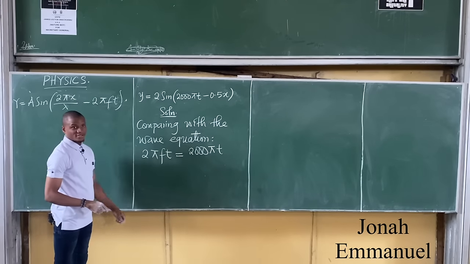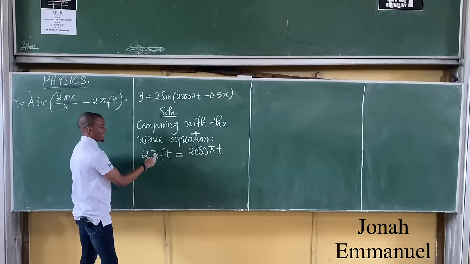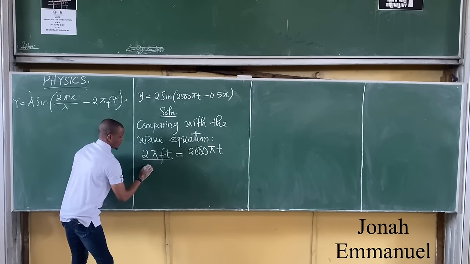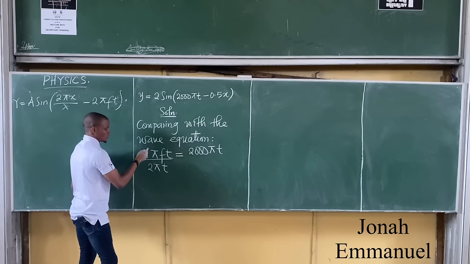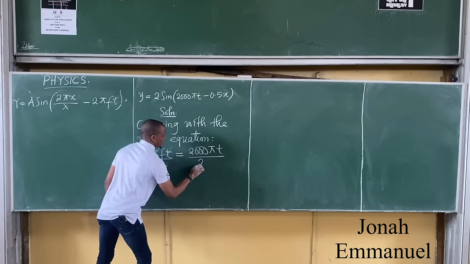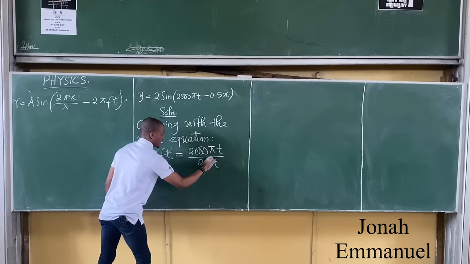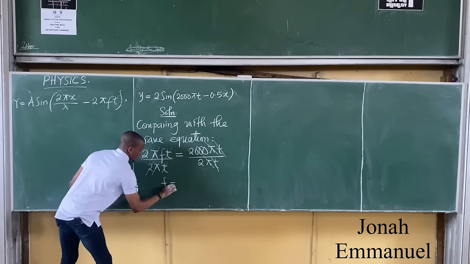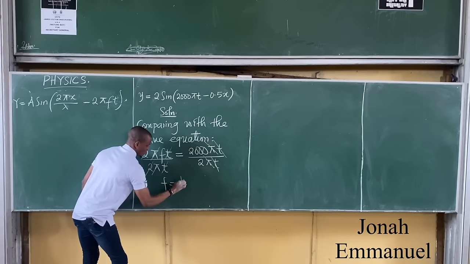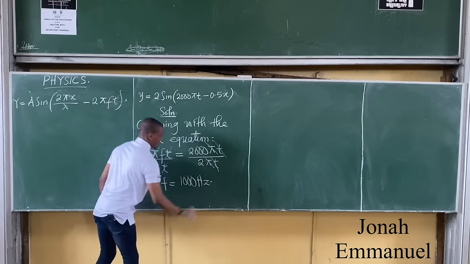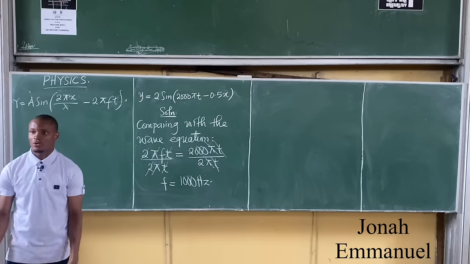So 2 pi f t is equal to 2000 pi t. From here, solve this. To get f, divide by 2 pi t. The 2 cancels 2, pi cancels pi, t cancels t. Divide the other side by the same thing, 2 pi t. So f is equal to 2000 divided by 2, which is 1000. For frequency, the unit is Hertz. My frequency is equal to 1000 Hertz.